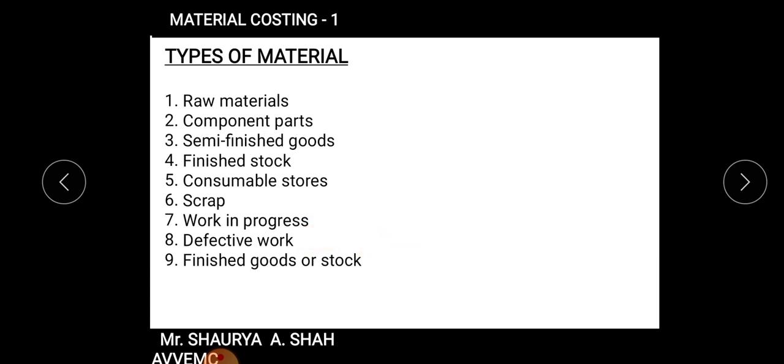And the last is your finished goods or stock. Once all the process is completed, they are known as finished goods, the thing which we saw in finished stock, point number 4 and point number 9. It is the stock which is kept in the godown, ready to be sold in the market. I suppose each and every student is clear with the types of material. All these types of material will be helpful to you in both the chapters of material costing and throughout the semester. Is it clear, everyone?